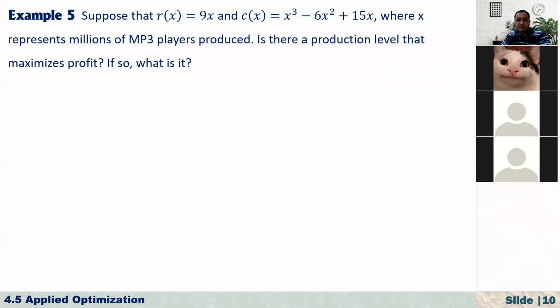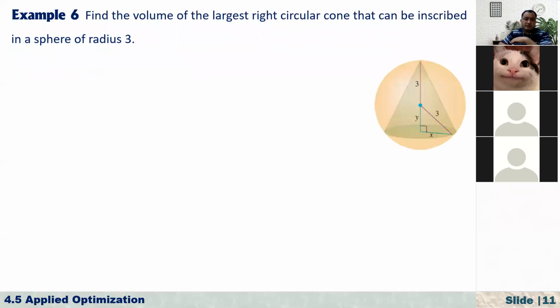All right, guys, I will solve one more question, okay? And after that, the rest of the questions, we will discuss or solve in the classroom. Example 6: find the volume of the largest right circular cone that can be inscribed in a sphere of radius 3.